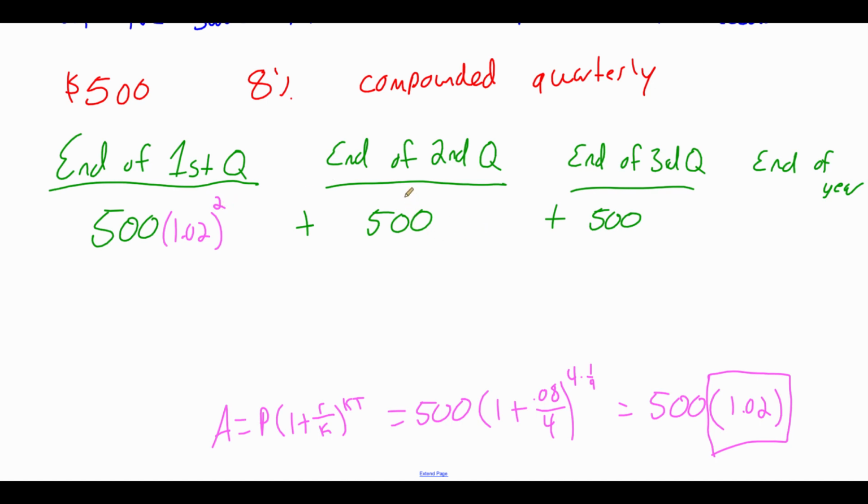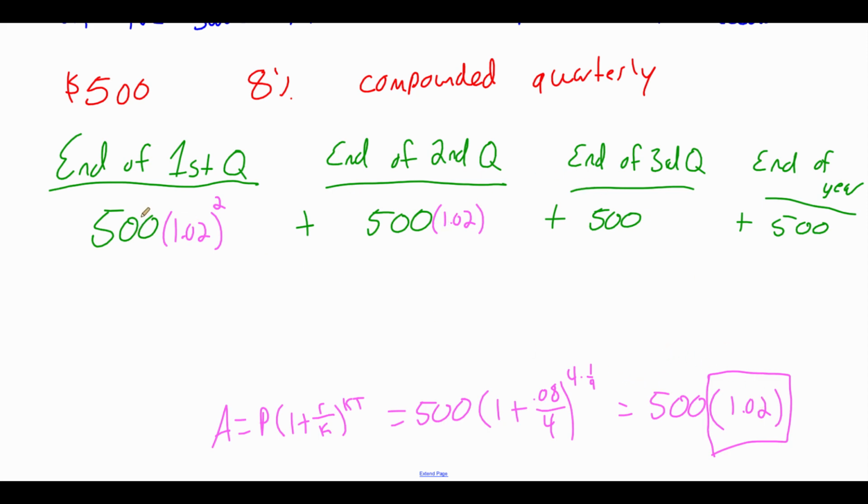But then I also have to take this $500 from the second quarter and multiply that by the 1.02 because that's gained some interest on it now too. Now as we get to the end of the year, we're going to add on another $500 payment. And then I'm going to have to go back through and multiply each one of these $500 payments that we already had in our account by that 1.02 again.